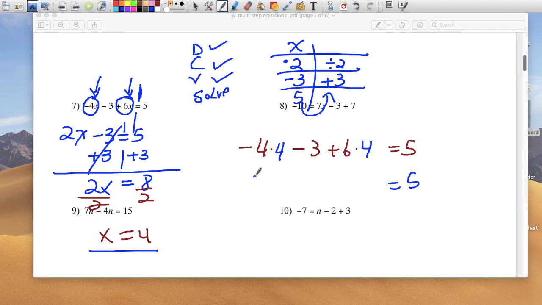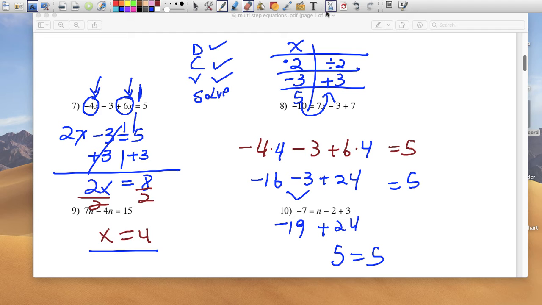So negative 4 times 4 is negative 24. Minus 3 plus 6 times 4 is 24. And I can already tell you there's something wrong here. Because this is not going to, oh, I'm sorry. Is that negative 4 times 4? It's not 24, it's negative 16. Sorry. All right, now we can do this. So negative 16 and negative 3 combines and becomes negative 19. And then I'm going to add 24. Negative 19 plus 24 is positive 5. Does that equal the 5 on the other side? Yeah.